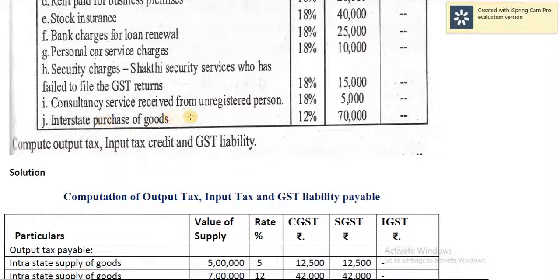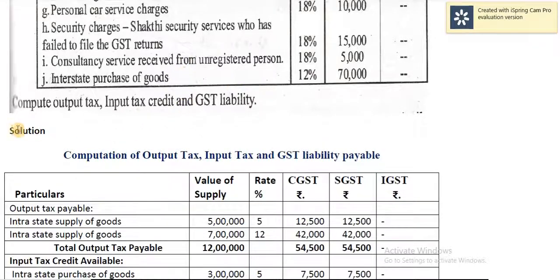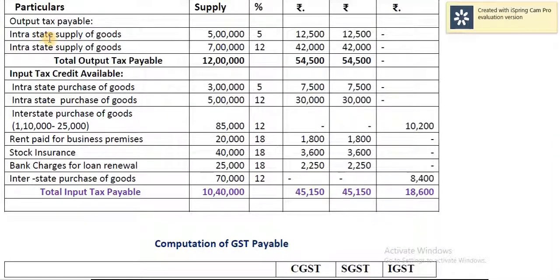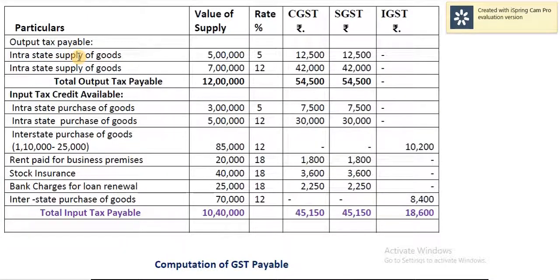Interstate purchase of goods, and you know very well that you have to calculate 12% IGST on 70,000. Okay, let us see the output tax, input tax, and GST liability. Output tax payable should be calculated first. Intrastate supply of goods, already I told you, 5% each on 5 lakh. Intrastate supply of goods, once again 6% each on 7 lakh.